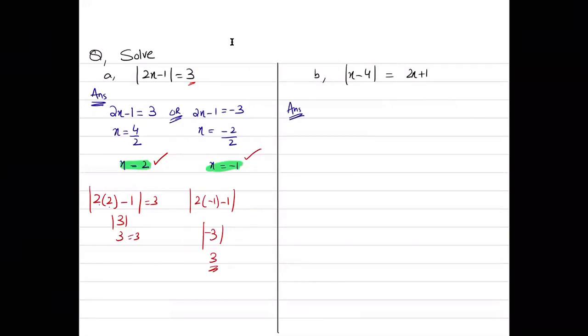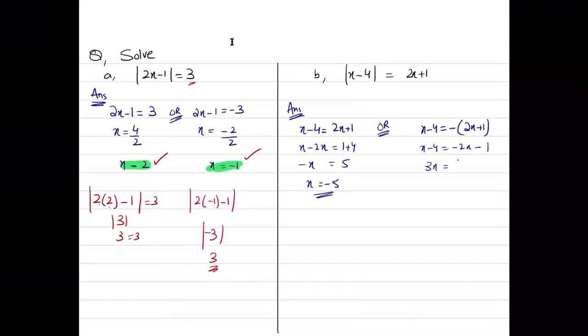Okay. Now for the second part, |x - 4| = |2x + 1|. So x - 4 is either going to be equal to positive 2x + 1, or x - 4 is going to be equal to negative (2x + 1). If you solve this, x - 2x = 1 + 4, that is going to give you x = -5 from here. And from here you are going to get 3x = 3, x = 1.